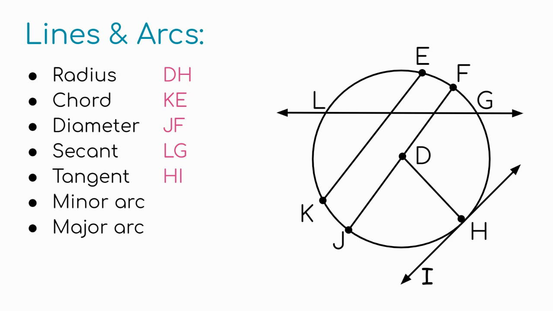Then we talked about arcs. So a minor arc, minor means small, so it's an arc that's less than half the circle. We name it with 2 letters. A major arc is a big arc, so we name it with 3 letters. It's going to be more than half the circle. So that's going to be really important when I'm asking you to solve for different arcs, that you know which one I'm talking about. If it's 2 letters, it's a minor arc. If it's 3 letters, it's a major arc.